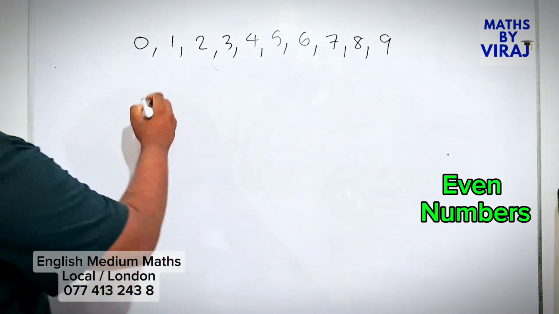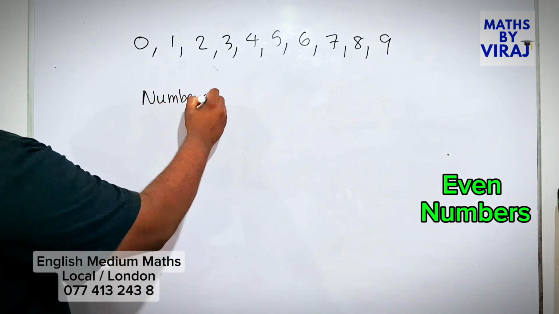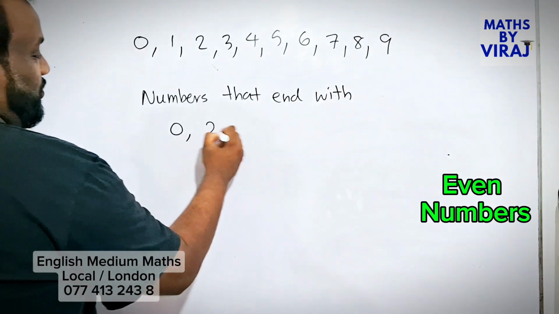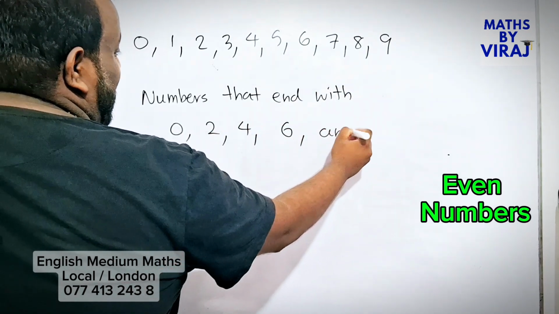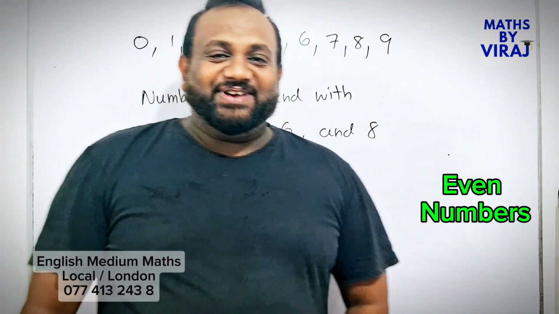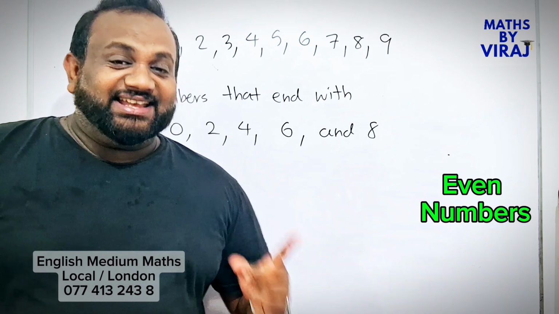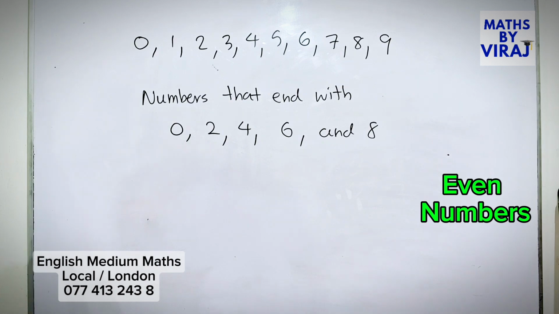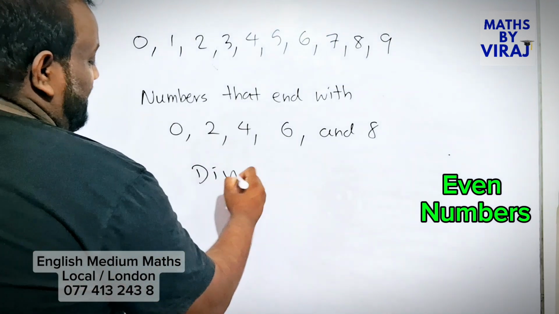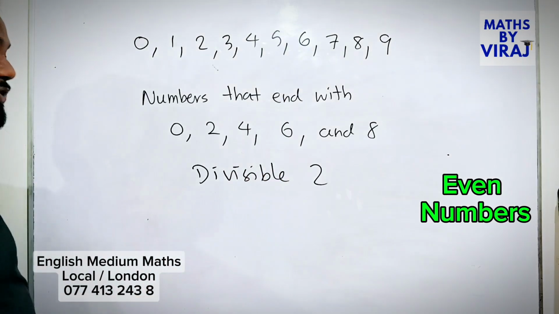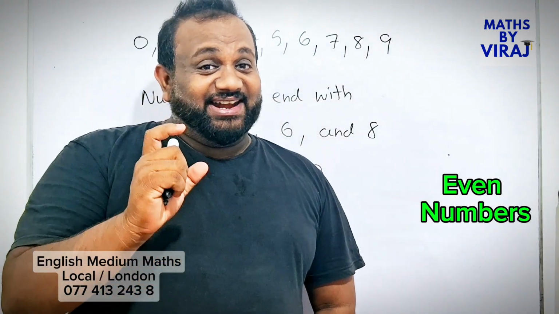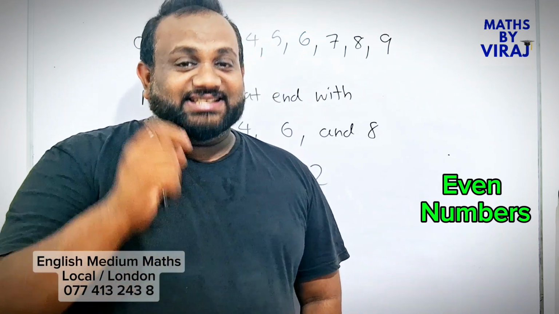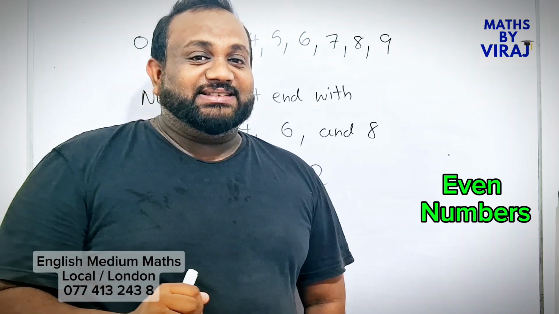So what are even numbers? Numbers that end with 0, 2, 4, 6 and 8. Irattiya sankhya kiyanne monada? Numbers ending with 2, 4, 6, 8. Why do we say that? Because even numbers are divisible by 2. What do you mean by saying divisible by 2? When divided by 2, the remainder is 0. Those numbers are what you call even numbers. Let's look at some examples.